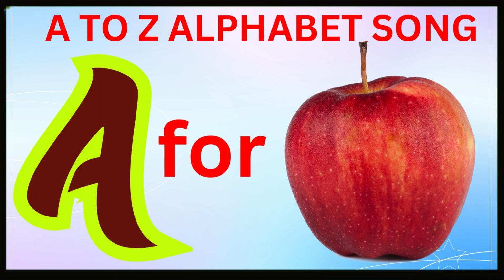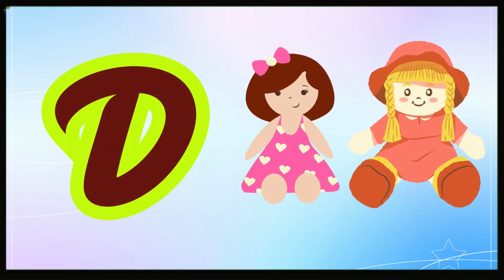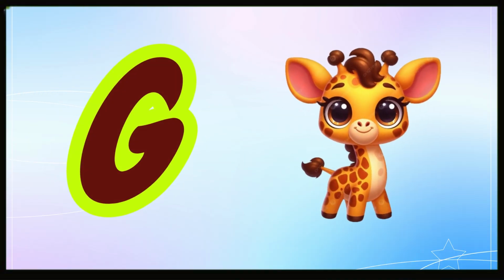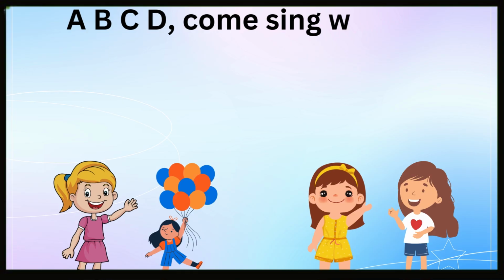A, B, C, alphabet song for kids, learn A to Z letters. A is for apple, B is for ball, C is for cat, and D is for dog. E is for elephant, F is for fish, G is for giraffe, and make a learning wish. A, B, C, D, come sing with me.